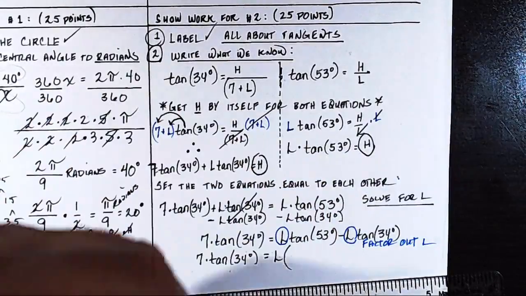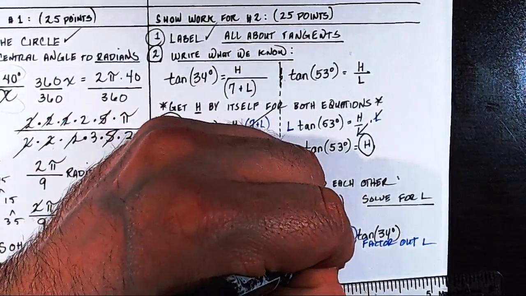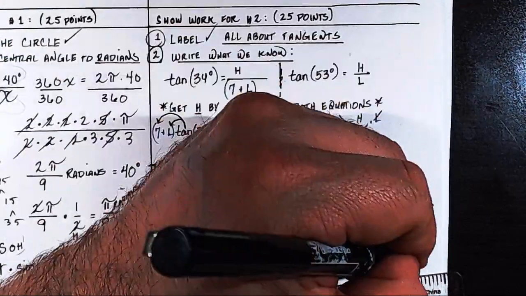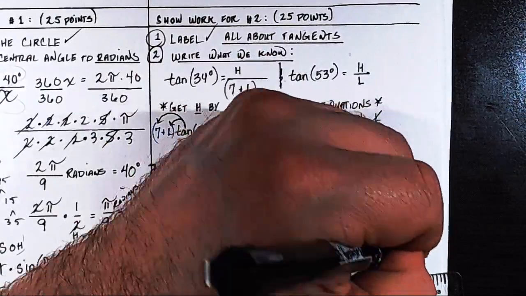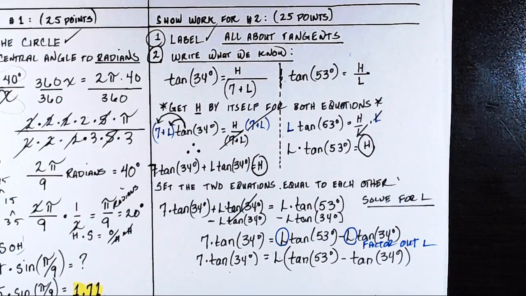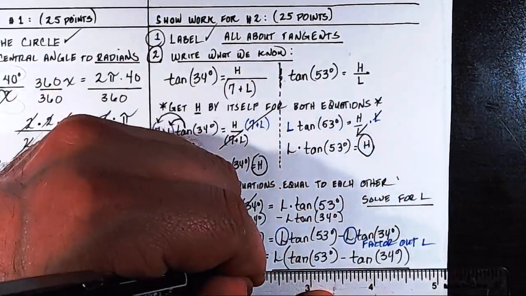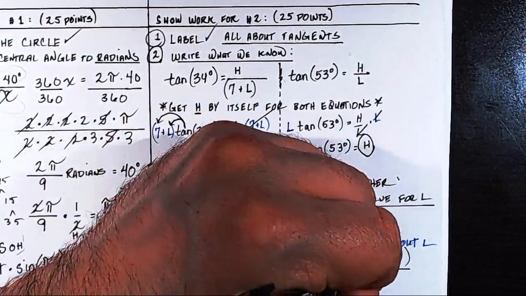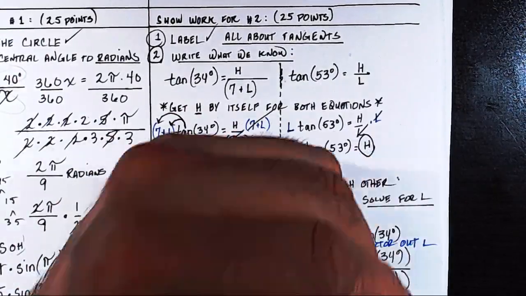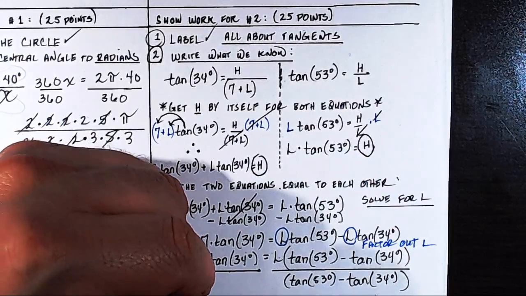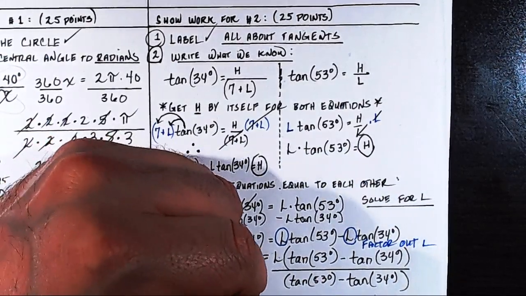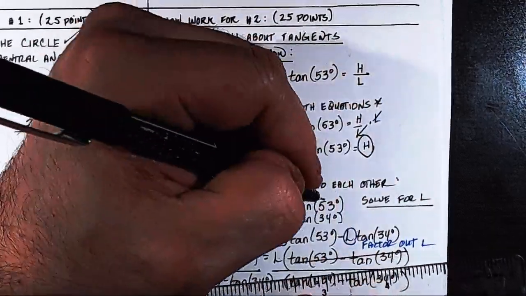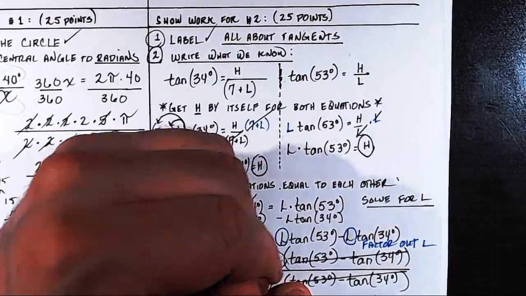L, open parentheses, tan 53 degrees minus tan of 34 degrees, close parentheses. Okay, so now to get L by itself, I will divide both sides by tan 53 degrees minus tan of 34 degrees. And now on the right side, this whole term cancels out, leaving L by itself. Great, that's what I wanted.